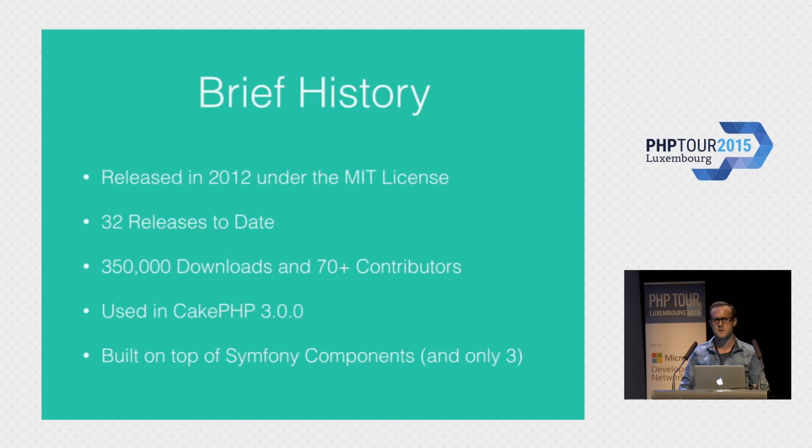We've clocked up about 350,000 downloads on Packagist and PEAR, but I shut PEAR down. It's not really great compared to Composer. We've got more than 70 contributors. It's now used as the default migration tool in CakePHP since version 3.0.0, and it's built on top of Symfony components. And when I say built on top, we only use 3. So it's very lightweight. There's no dependencies on any framework except a few Symfony components. There's no Doctrine DBAL, anything like that. It's all there in Phinx.